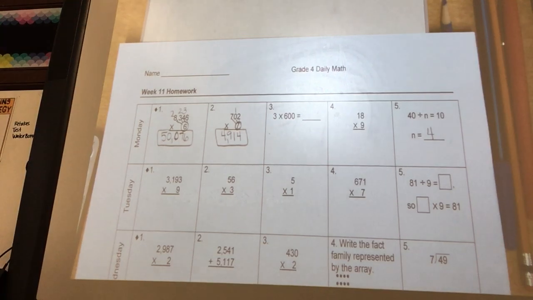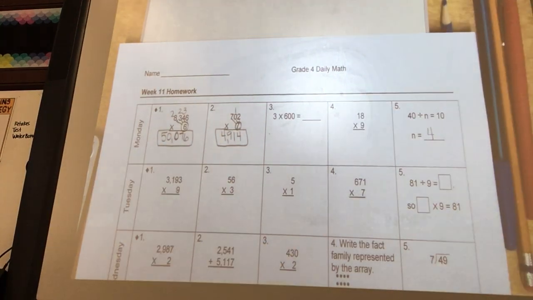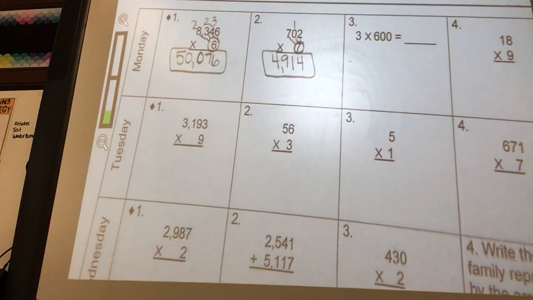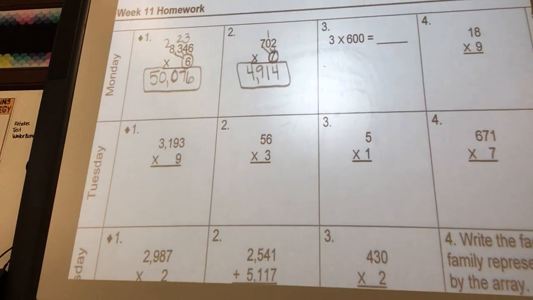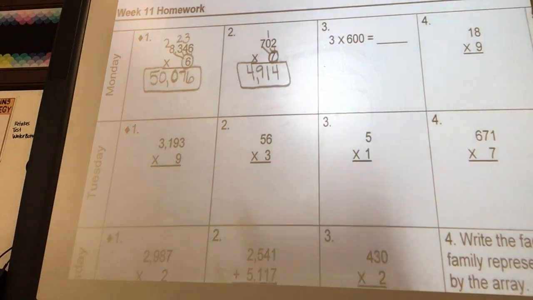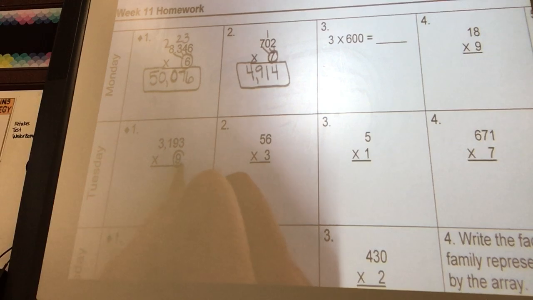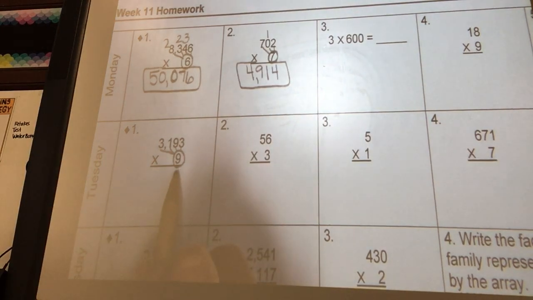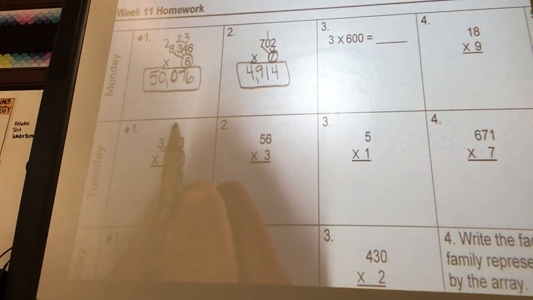So Tuesday, number 1, we've got 3,193 times 9. So the important number, Braden, is what? 9. We're going to take 9 times what? 9 times 3. Perfect. And 9 times 3 is what? 27. Good. 27. We carry our 2.